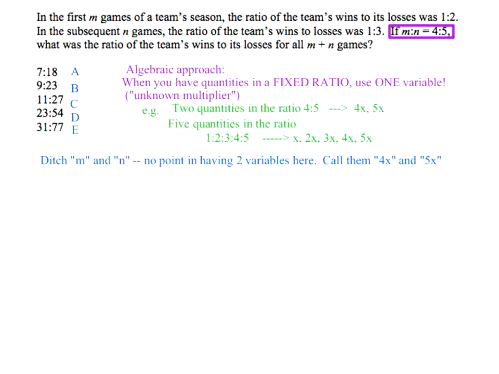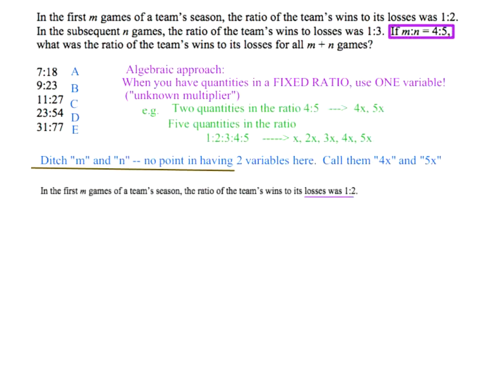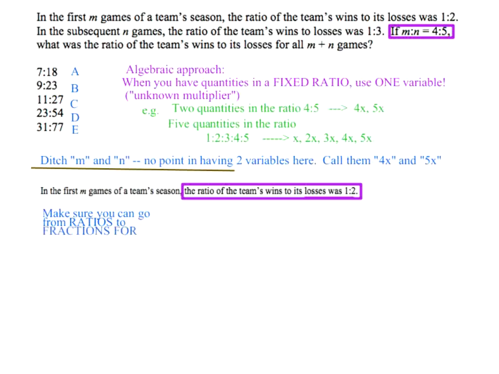Okay, so now make sure you know how to get from ratios to overall fractions. So here's the first part of the problem. In the first M games of the season, the ratio of the team's wins to its losses was 1 to 2. What does this mean? This means, what fraction of those games were wins and what fraction were losses? In other words, make sure you can go, yeah, it's 1/3 and 2/3. Make sure you can go from ratios to fractions for each component.